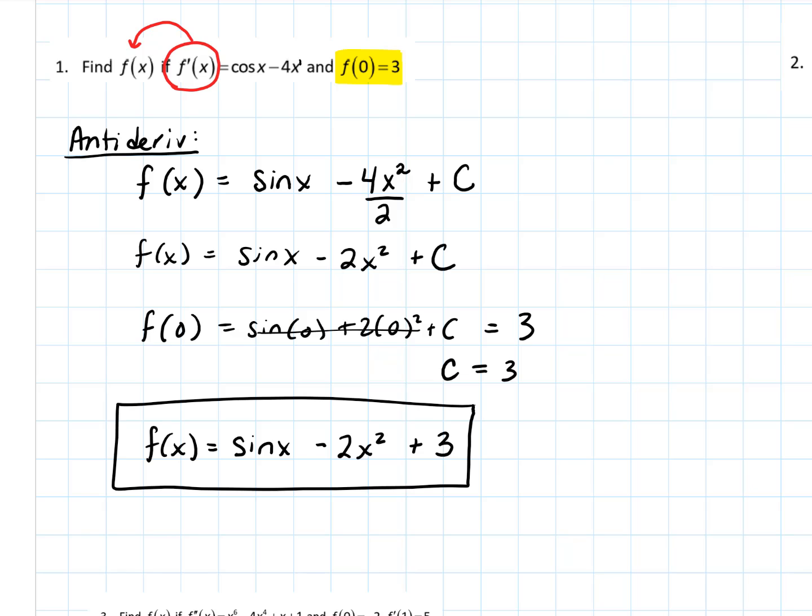And we can always check, right? We could always do a quick check, take the derivative, make sure we're right. Take f prime of x, and we would get cosine of x minus 4x plus 0. And so we have our check. We won't always check, but I do always like to remind you that if you're ever wondering, did I get the right antiderivative, just check it, take the derivative. You have the ability to do that pretty easily.